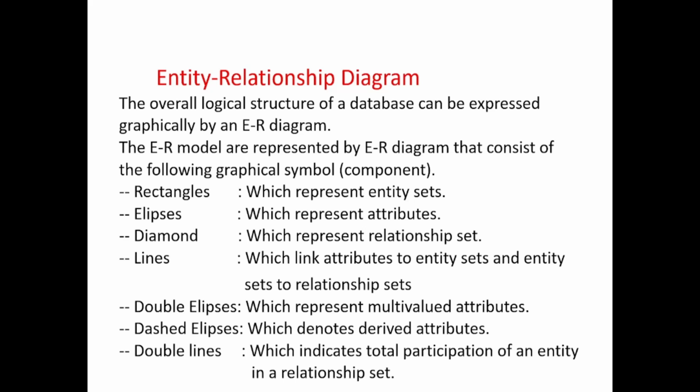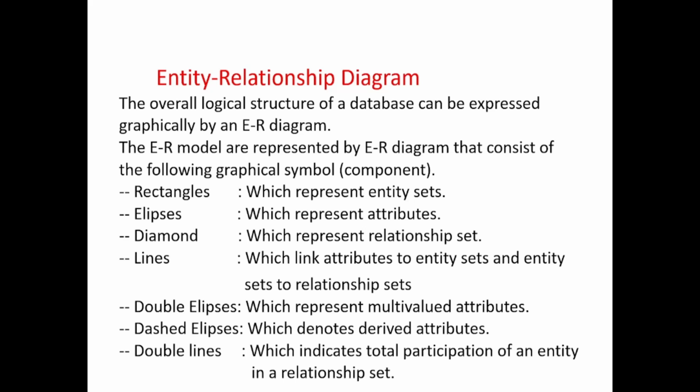The entity set is represented by a rectangle, and the entity set has certain attributes. Suppose we have a student entity. The student entity has certain attributes like roll number, date of birth, semester, city, as well as pin code, for example. So these attributes are represented in the form of an ellipse.